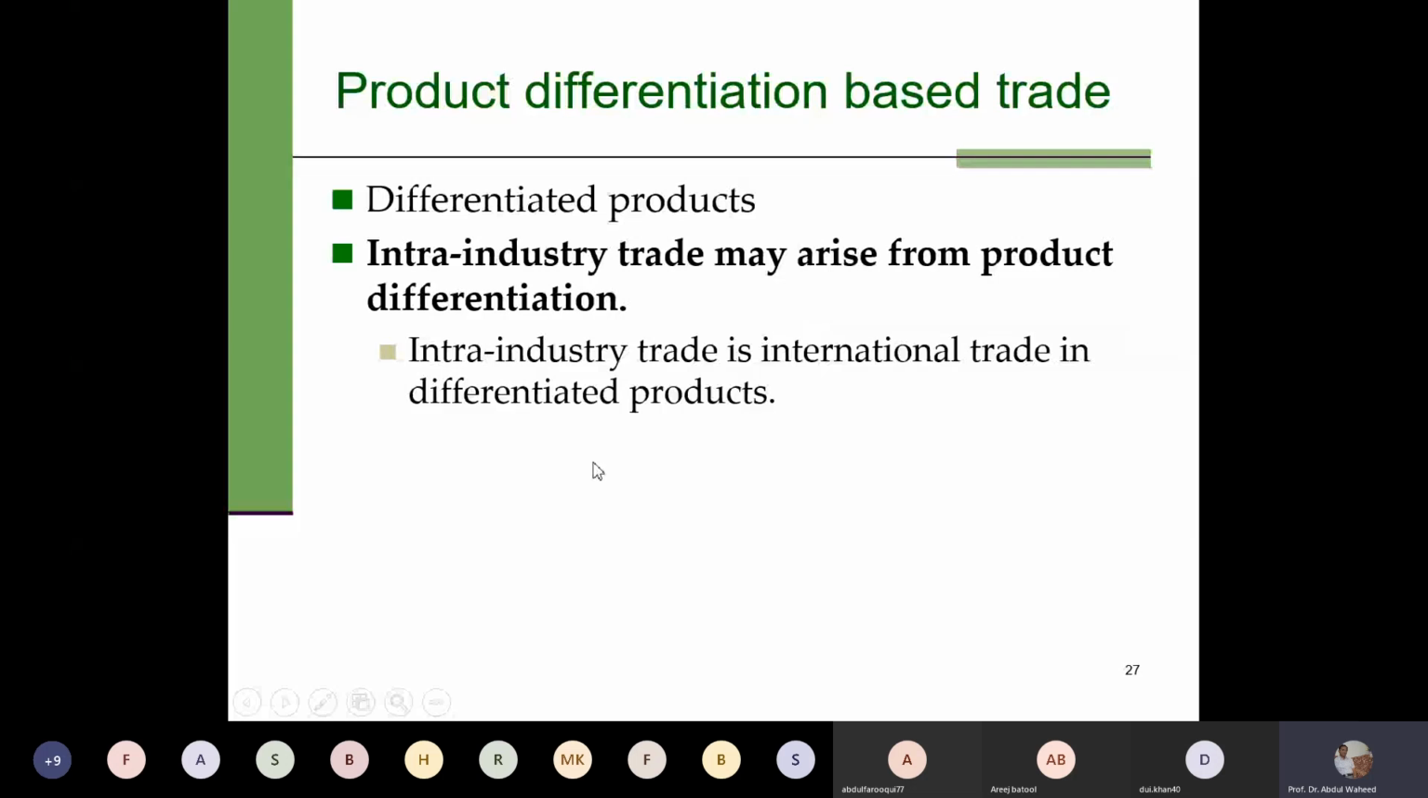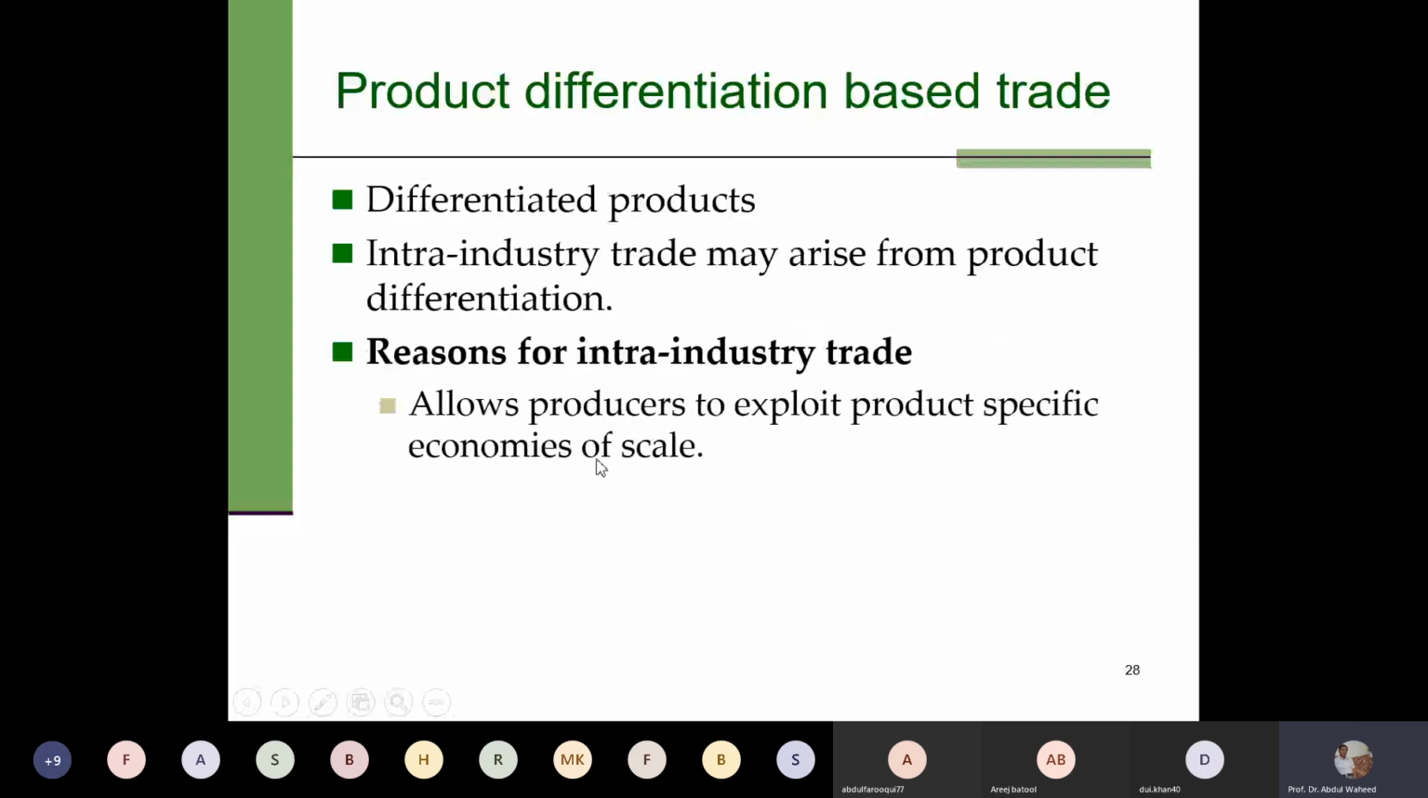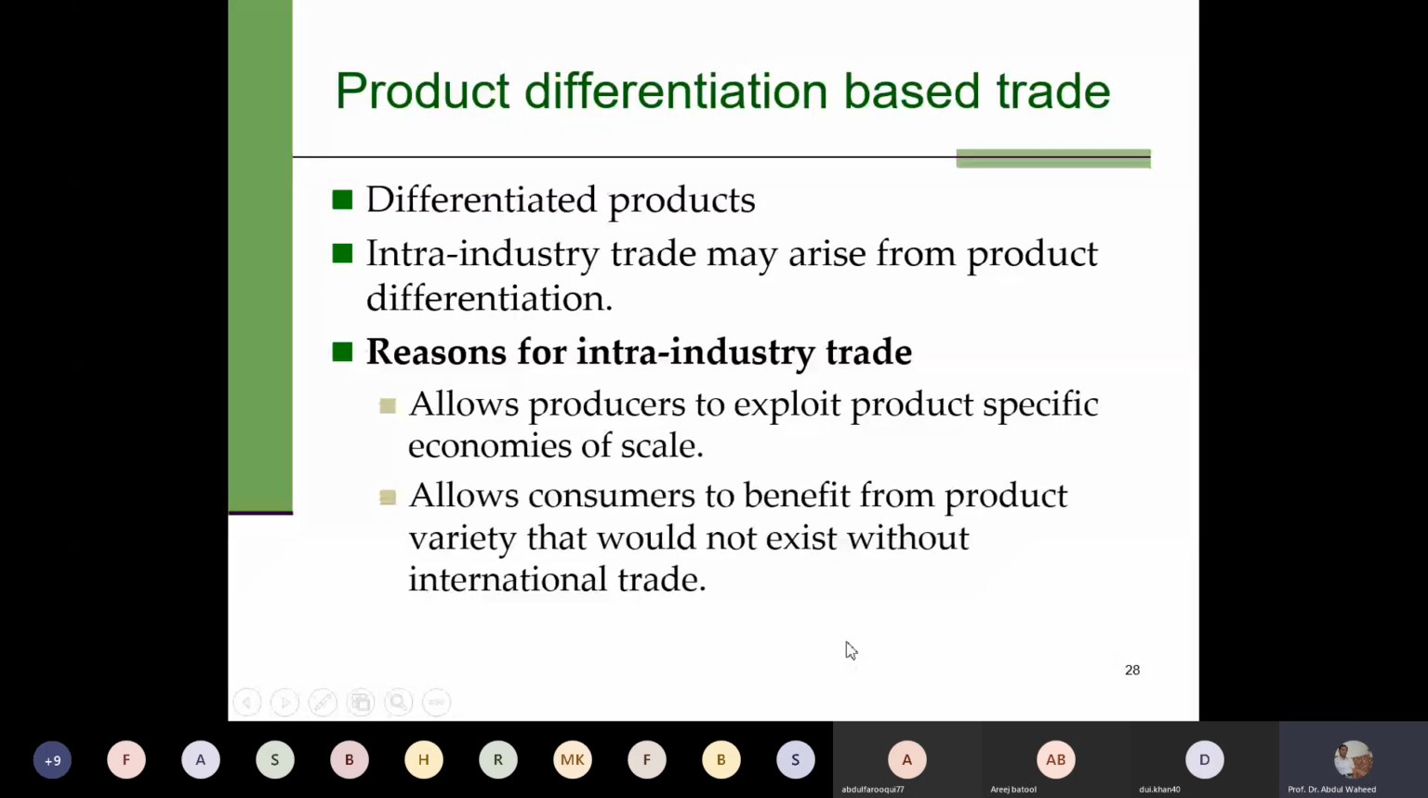So this could also be a reason, just like we discussed the Leontief paradox and came up with a paradoxical situation. Before that, it was thought that trade is only in different products. But now we can see in the real world, trade is not only for different products, trade is also for differentiated products, and it is mutually beneficial. And why is there intra-industry trade? Why is there a trade of differentiated product? Because it allows the producers to exploit product-specific economies of scale.